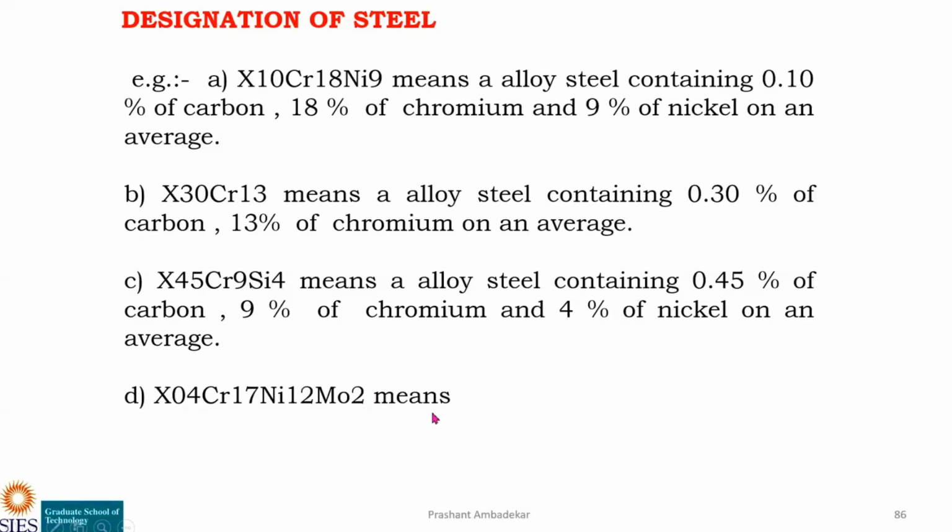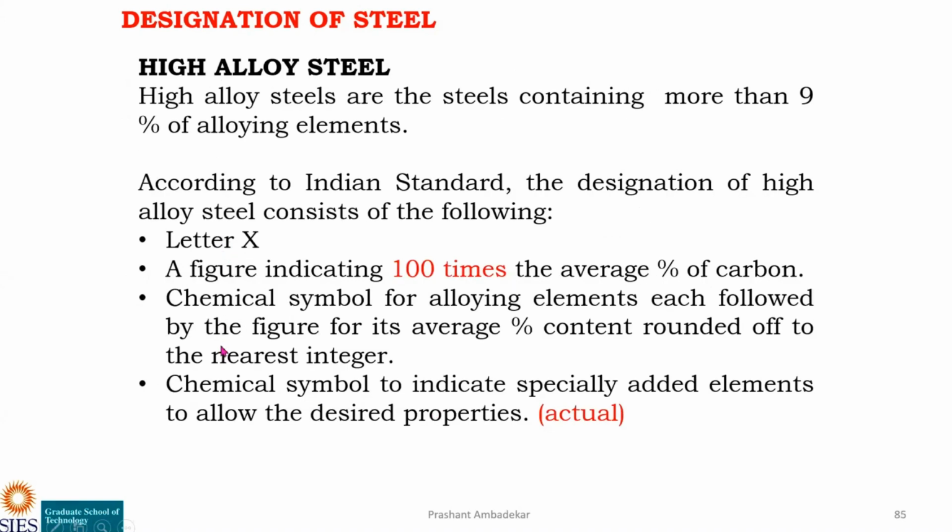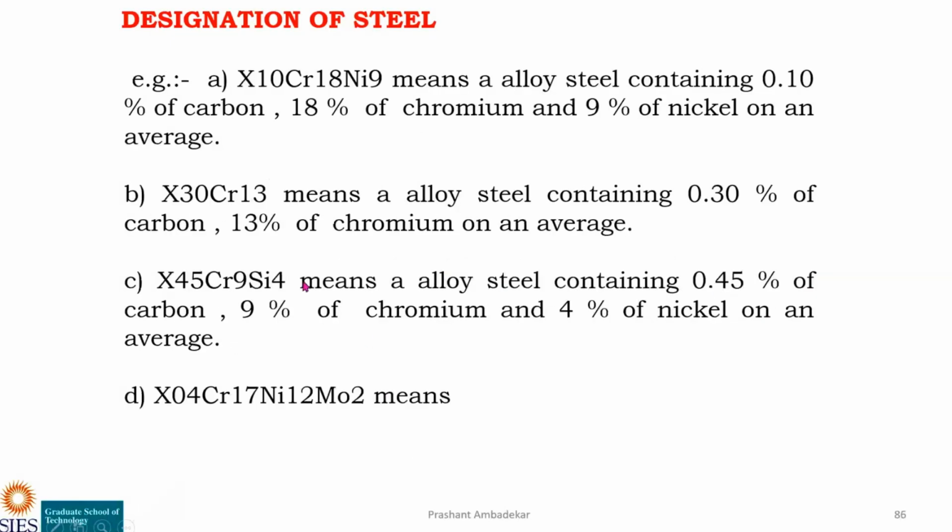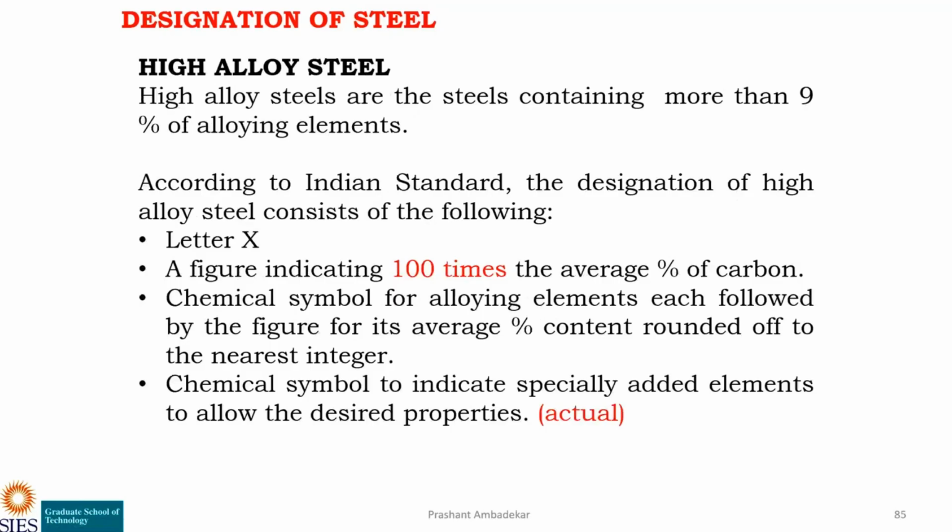So coming to this slide, these are the four things which are there in the symbol. Letter X, then the carbon percentage, then the chemical symbol for the alloying element and its content, and another chemical symbol if it is added, or else if it is not added then it will be only one, as you can see in this case. So this is the designation of high alloy steel. Is it clear to all of you? Okay, hopefully clear. Yes, sir.